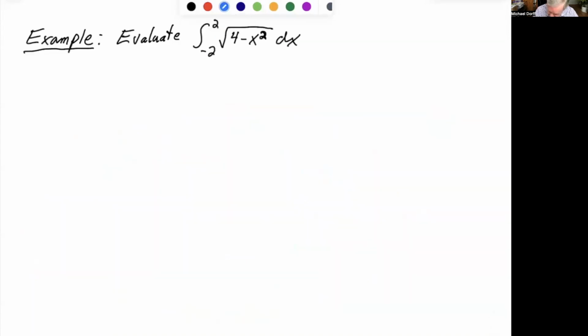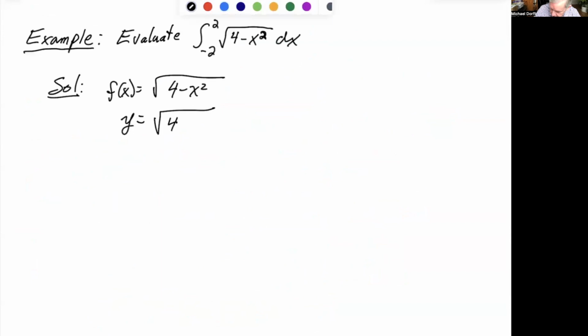Let's look at this example here. So here I've got my function, f of x is the square root of 4 minus x squared. I can think of that as y equals this. What is the graph of that? What does that shape look like?